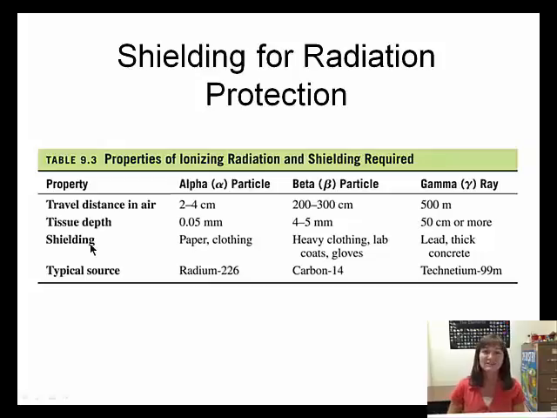So what can shield these radiations? It turns out that paper or clothing is enough shielding to block your alpha particles. Heavy clothing or lab coats and gloves are enough to stop any beta particles. And you would need lead, which is one of the most dense metals, or really thick concrete if you want to stop a gamma ray. And then here are some typical sources of those three.